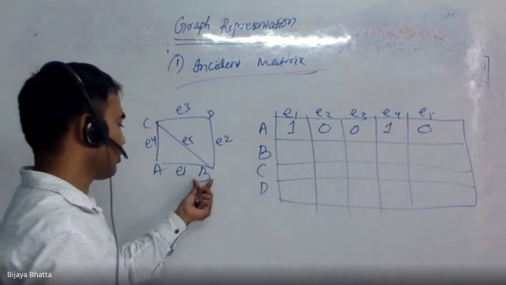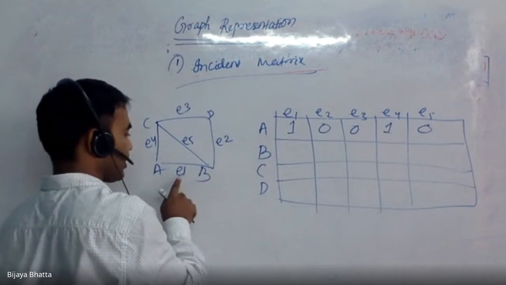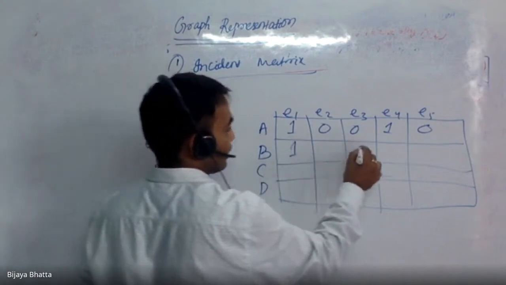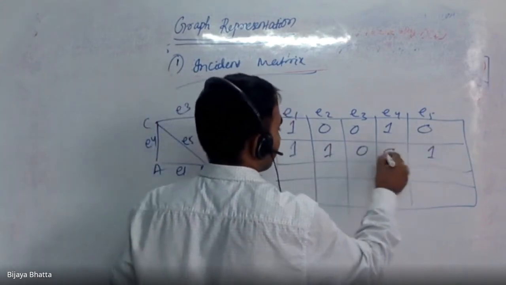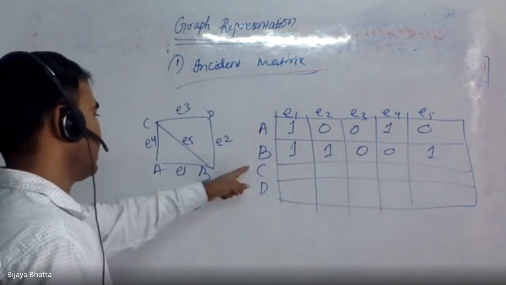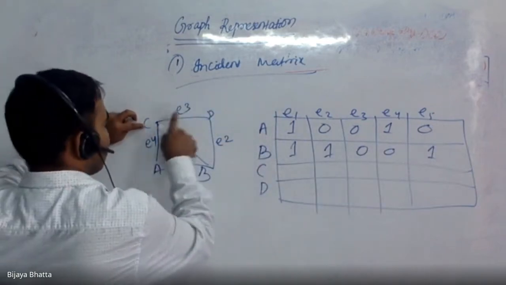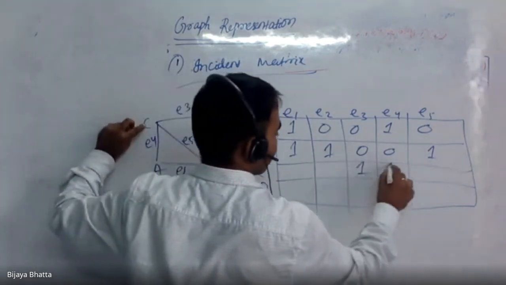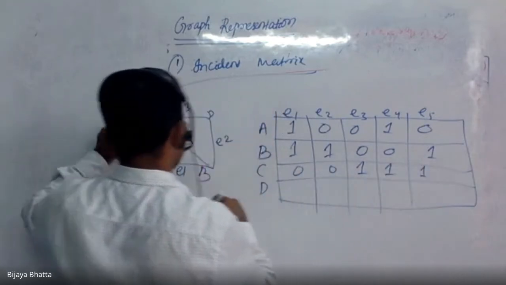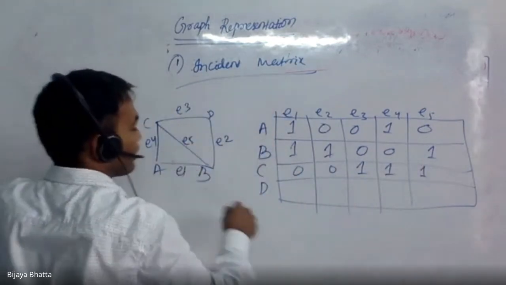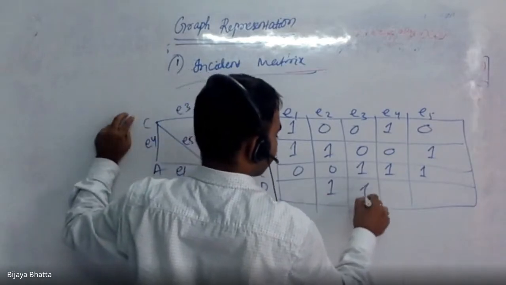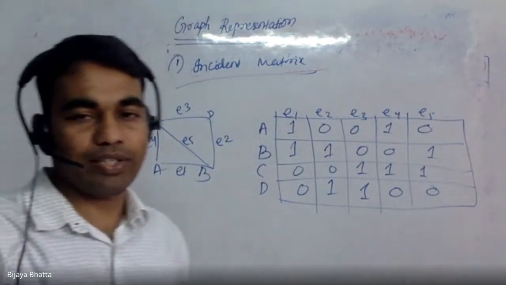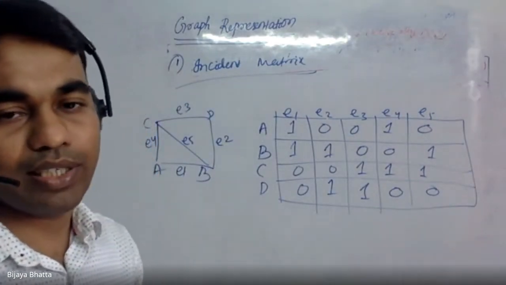In the same way I can go for B. B is incident on E1, E2, E5, so I'll put 1, 1, 1. Others are 0. C is going to be E3, E4, E5. Others are 0. D is going to be E2, E3. Others are 0. Right? So this is the incident matrix, and this is what the incident matrix represents.